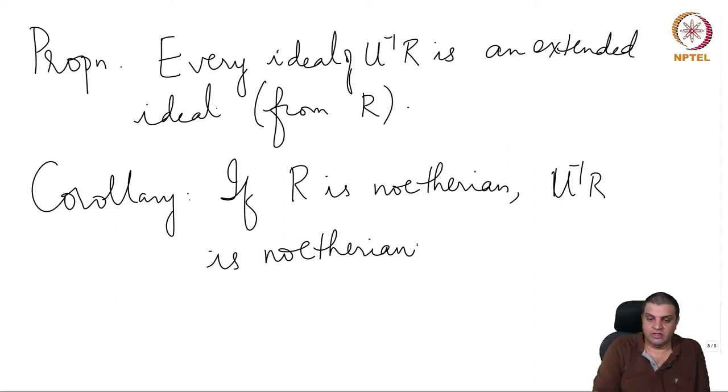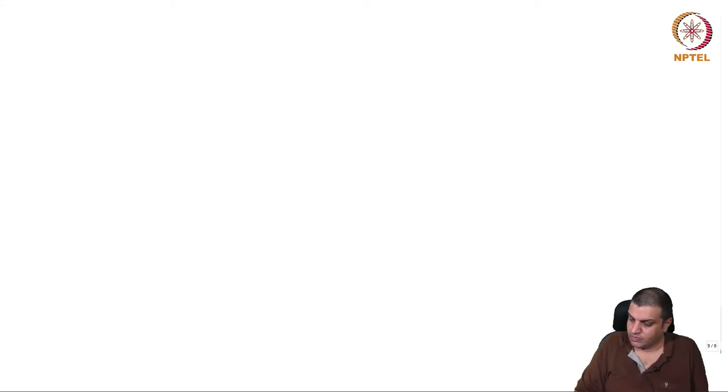That's because everything is an extended ideal, so whatever generating set generates the ideal in R will generate it in U inverse R also, and it is a finite generating set there. So this corollary is important. Now let's prove the proposition.